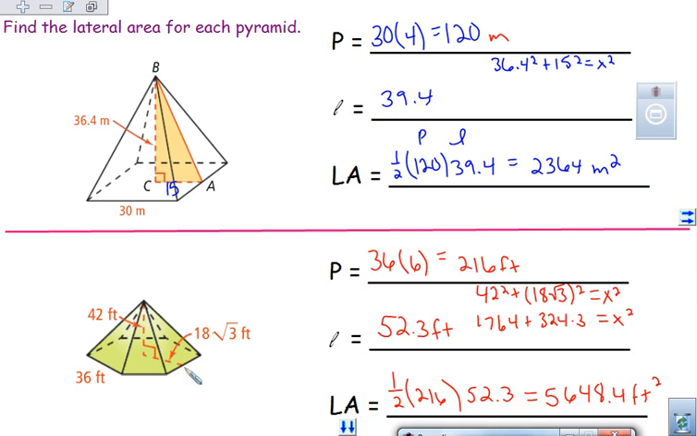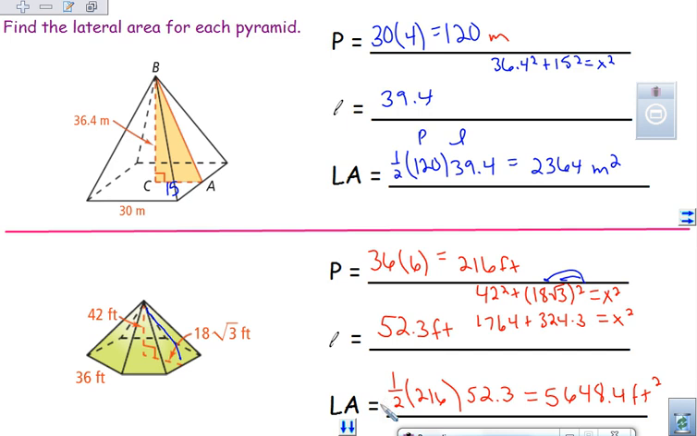In the second example, we have a hexagonal prism. Again, our missing slant height needs to be found. Our perimeter is a 6-sided figure with 36 as its side length, so that gives us a perimeter of 216 feet. For the Pythagorean theorem, we have 42 squared plus the other leg, which is 18 square root of 3. You have to be careful. You have to make sure that you square the 18 and you square the 3. So 18 squared is 324. The square root of 3 squared is 3. So when you add those two and you take the square root, you should be getting 52.3 feet.